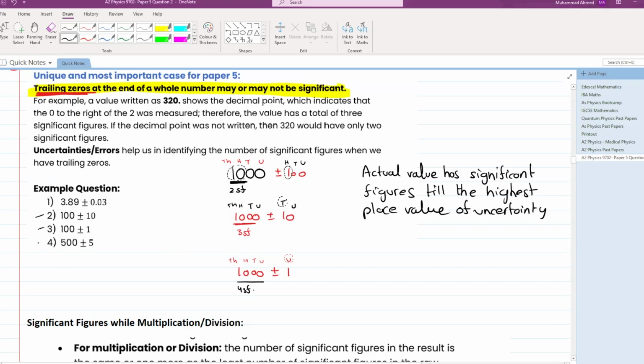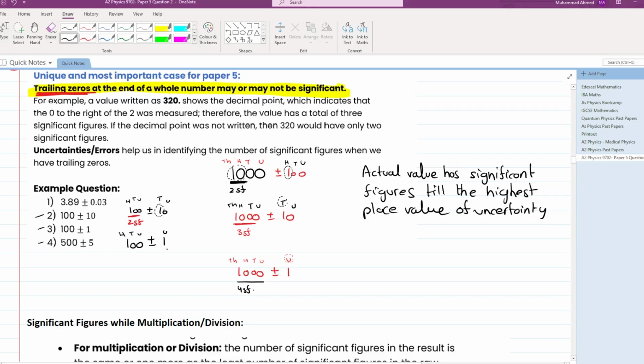Let's try out questions 2, 3 and 4 as well. If you analyze, 100 plus minus 10 is written. What is this? Unit, 10, 100. What is the highest place value of the uncertainty? 10. Till which place value do we count the significant figures of the actual value? Till the 10th place value. This becomes 2 significant figures. Let's do the same thing for question number 3. Let's say you have 100 plus minus 1. This is unit, 10, 100.